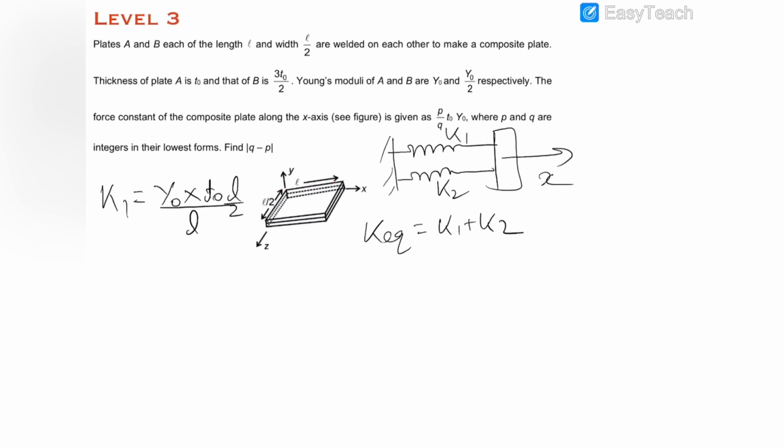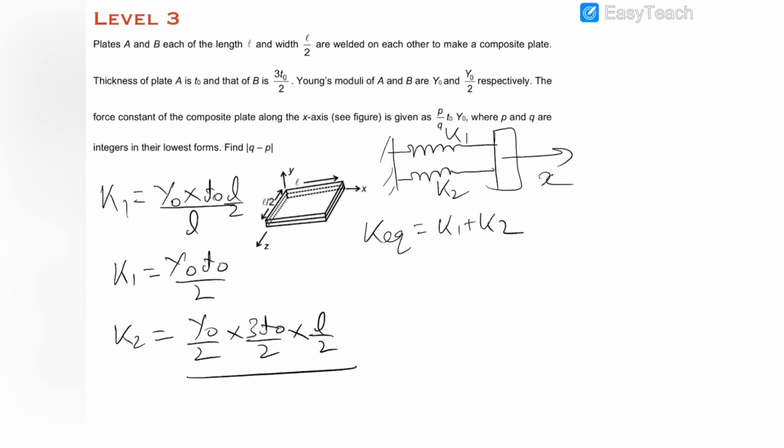Okay, so K1 is equal to gamma naught T naught by 2, and K2 will be equal to gamma naught by 2 because its Young's modulus is gamma naught by 2 and its thickness is 3 T naught by 2. So it would be 3 T naught by 2 into the length, which is L by 2, and divided by the length, which is also L. So it is equal to 3 by 8 gamma naught T naught.